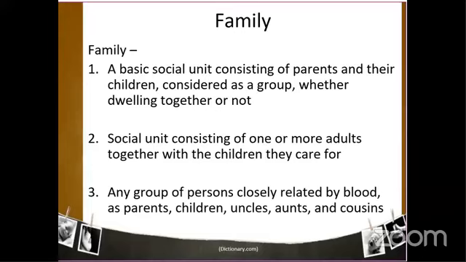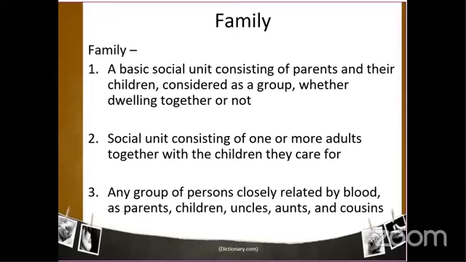So it's a basic social unit consisting of parents and their children, considered as a group, whether dwelling together or not. Sometimes you might find parents are not there, but they are children who are living together. The definition number two is a social unit consisting of one or more adults together with the children they care for. The last definition, and I believe you are now seeing how we are building together: any group of persons closely related by blood, such as parents, children, uncles, aunts, and cousins.